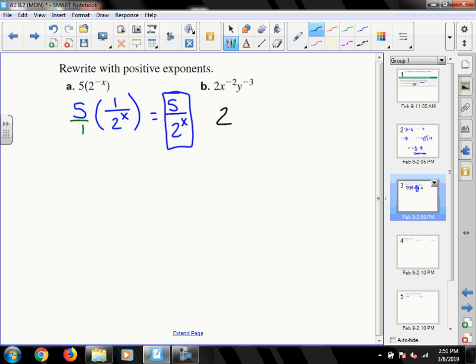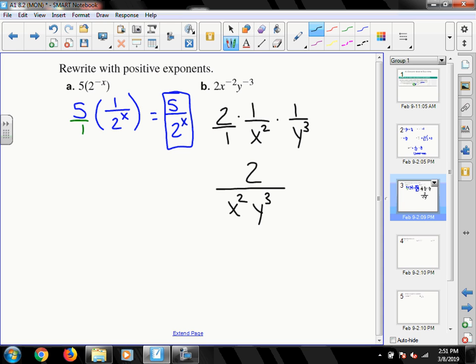Now, this is in the wrong position of my fraction, so I'm going to go 1 over x squared, or x to the positive 2. Y to the negative 3, same thing. So I'm going to go 1 over y cubed, and we can just multiply all of these out. Remember, this is like 2 over 1, so I'm going to end up with 2 over x squared y cubed.